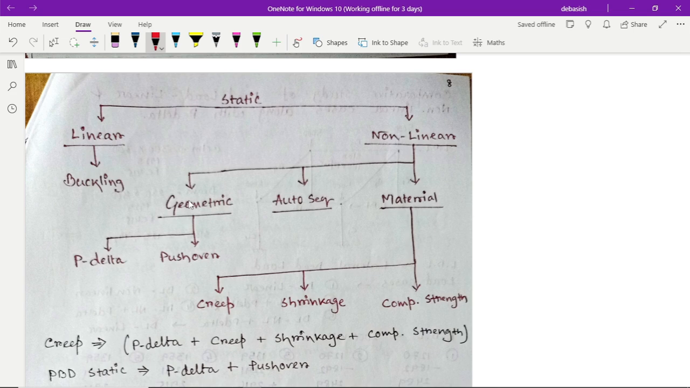That is, static analysis we can further categorize into linear and non-linear analysis. In the linear analysis there is buckling analysis, and in the non-linear analysis there is geometric non-linearity, material non-linearity and auto construction sequence analysis. In geometric non-linearity there are P-delta analysis and pushover analysis, and in material non-linearity there are creep analysis, shrinkage analysis and compressive strength analysis.